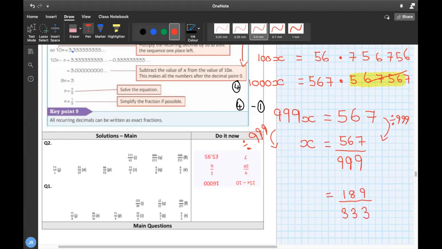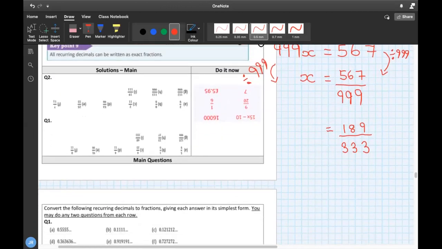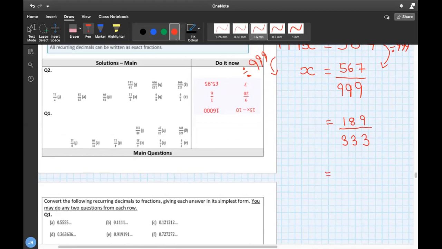Let's see what happens if we divide again. 189, would that work if we divide it by 3? Because it's got a 9 on the end. Yes, it will. So if we keep simplifying even further, we would get 63 on top. And then if you divide 333 by 3, you'll get 111. Okay, can we divide any more? Well, actually, I've written that down incorrectly. That should be 63.